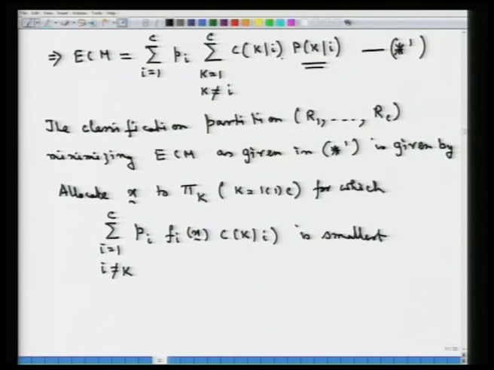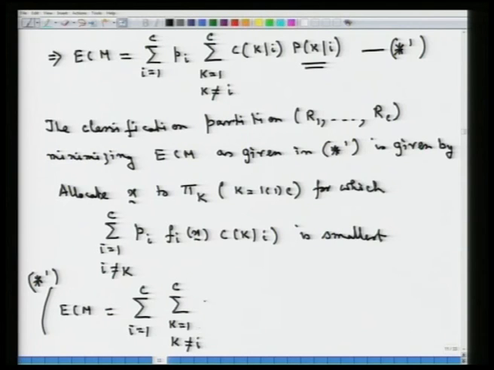this expected cost of misclassification, I will just write this expression which should lead one to get to this particular term here, which is summation i equal to 1 to c. So, this is that star 1 expression which is equal to i equal to 1 to c. I will take this pi also inside and write this expression as k equal to 1 up to c with k not equal to i.